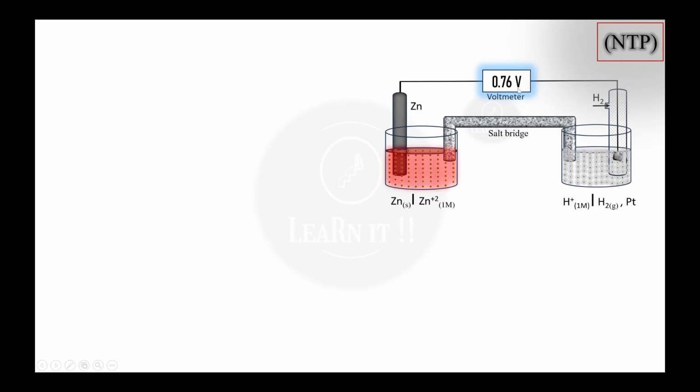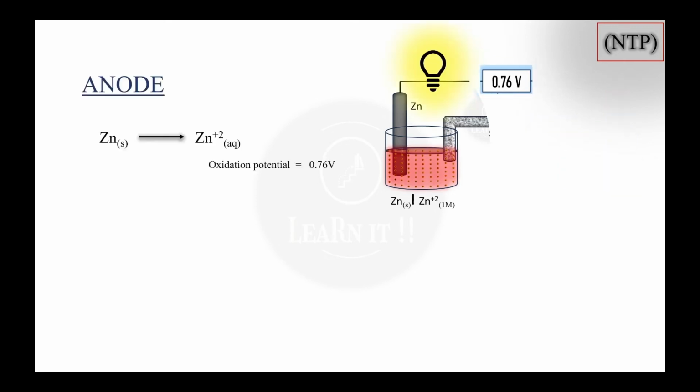So 0.76 volt is the oxidation potential of zinc. But we know the standard reduction potential of zinc is minus 0.76 volt. The voltmeter has no negative reading, so it is showing 0.76, and it is understood that zinc is undergoing oxidation. As time passes, there will be variation of concentration of the electrolyte, because the solid zinc is converting into Zn+2 ion, or zinc starts to dissolve in this solution.